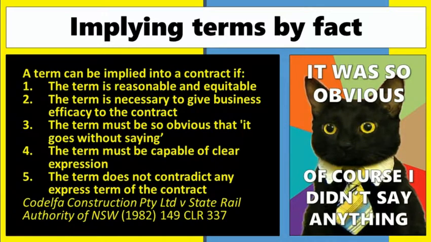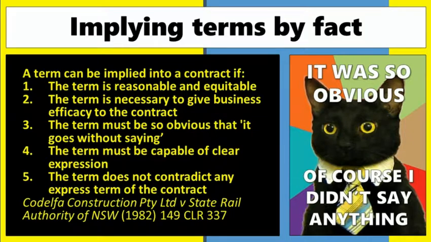First, that it has to be reasonable. Second, that it has to give business efficacy to the contract. So what does that mean? It means that the contract really has to not be able to stand without that particular term being in it. If the contract operates satisfactorily without it, then the courts are very, very hesitant to imply terms into the contract as a result.